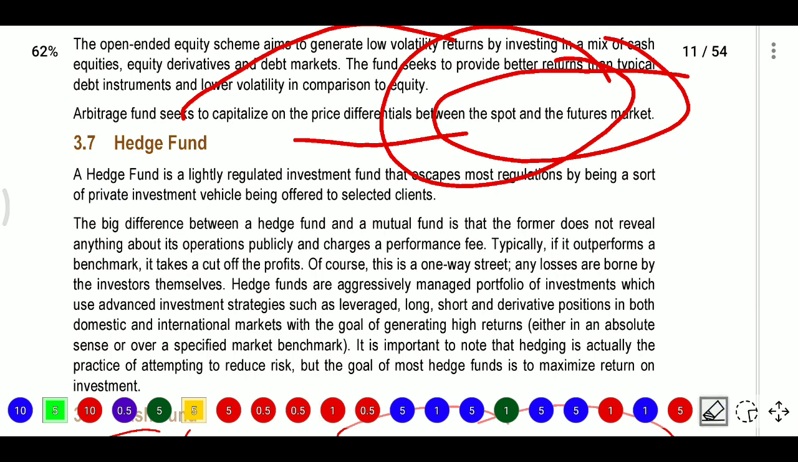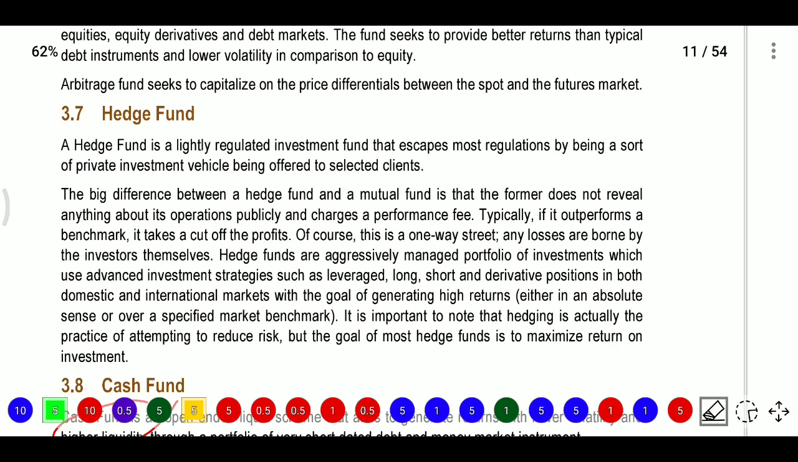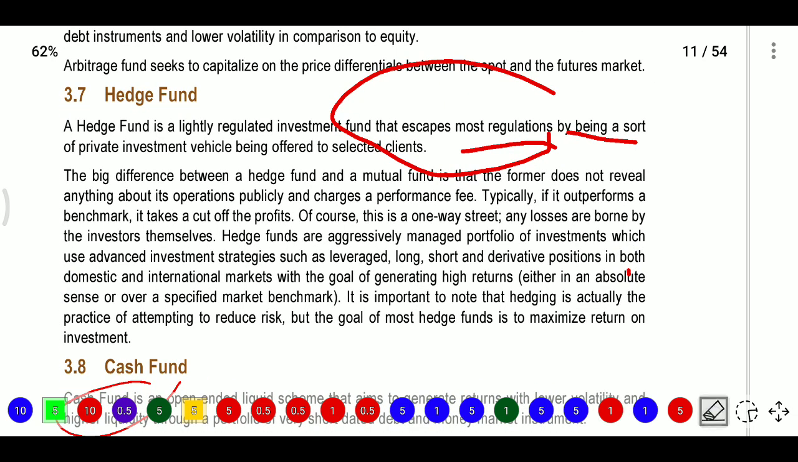Next, hedge funds. A hedge fund is where a manager pools money from accredited investors. Accredited investors means institutional investors or high net worth individuals. They accumulate this amount, pooling money from those persons, and invest in any asset. They do not have any restrictions on which funds to invest in. Mutual funds have more regulations, private equity does not have that much regulation, but a hedge fund has almost no regulation. They escape most regulation by being a sort of private investment vehicle offered to selected clients.